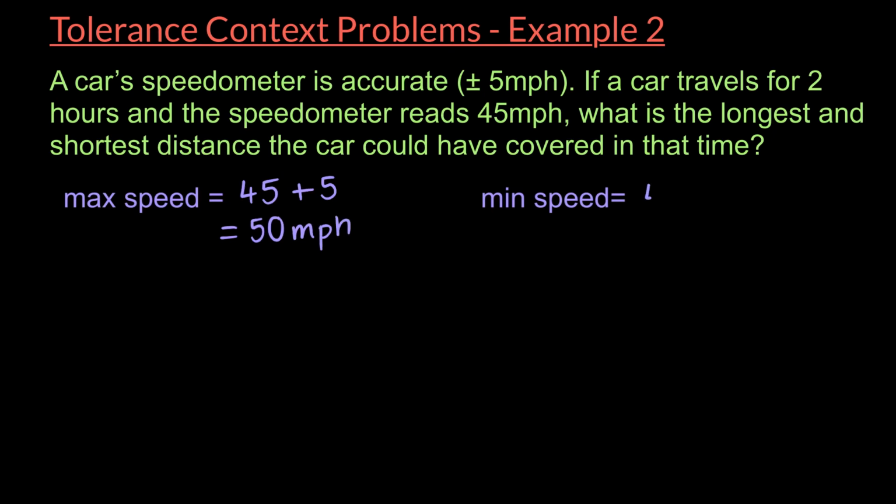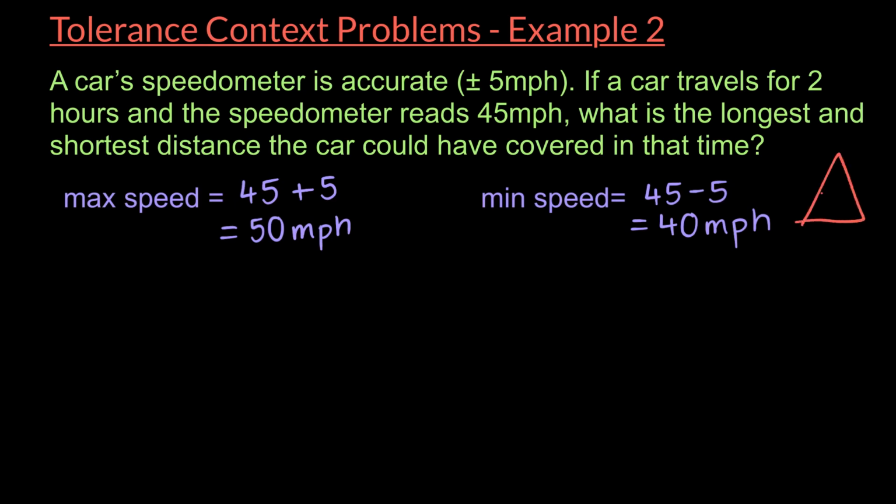And the minimum speed will be 45 minus 5, which is 40 miles per hour. So we should know from speed, distance, time that if you are travelling faster for the same length of time, you'll cover a larger distance or a greater distance than you would travelling for the same length of time at a lower speed. So we're going to do distance equals speed times time.